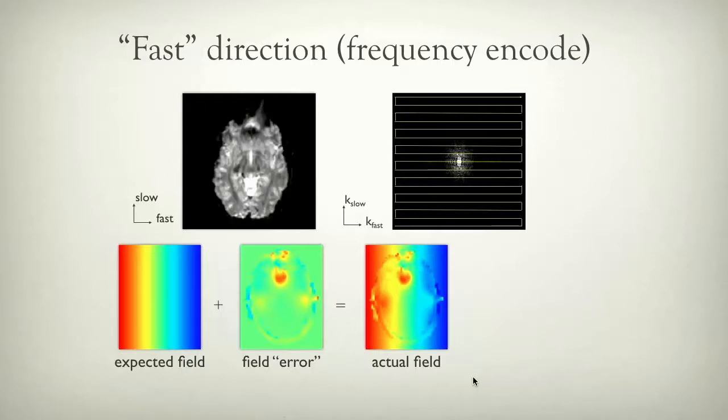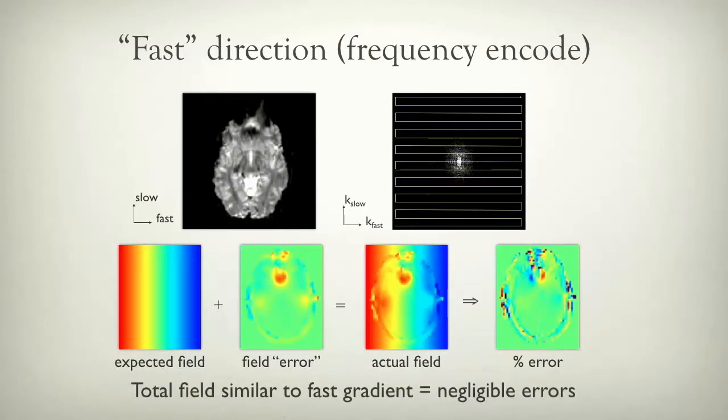So if we look in that fast direction and we compare the field that we actually have to the field that we think we have, it's actually not that dissimilar. Okay? So the percent error is relatively low. And so in this fast direction, we actually do a pretty good job of encoding spatial information where we think it is. So that total field then has pretty negligible errors associated with it.